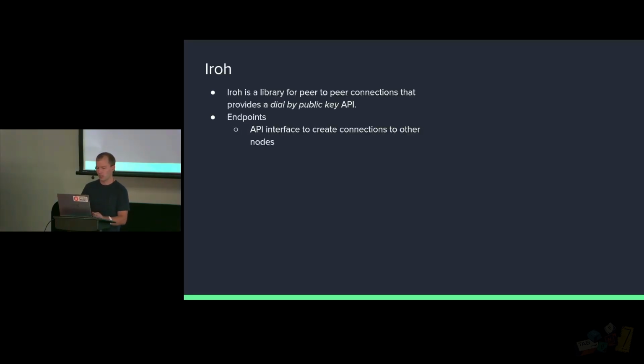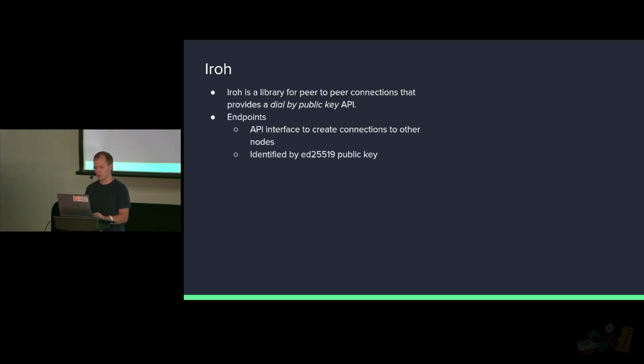So what is Iroh, and how does Iroh solve some of these problems? Iroh is a library for peer-to-peer connections that provides a dial by public key API. So essentially, you can create what's called an endpoint, or node. They sometimes use node, and these endpoints are keyed by public keys. So you can give another peer a public key, and they will be able to figure out where your endpoint is located.